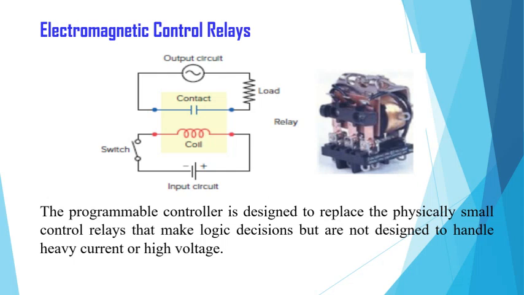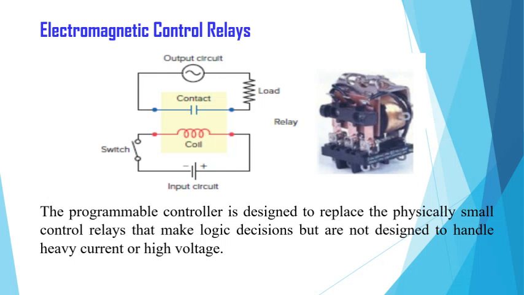Now, what is the basic purpose of PLC? PLC's original purpose was the replacement of electromagnetic relays. Although the PLCs have replaced much of the relay control logic, electromagnetic relays are still used as auxiliary devices to turn on or turn off the input-output field devices.